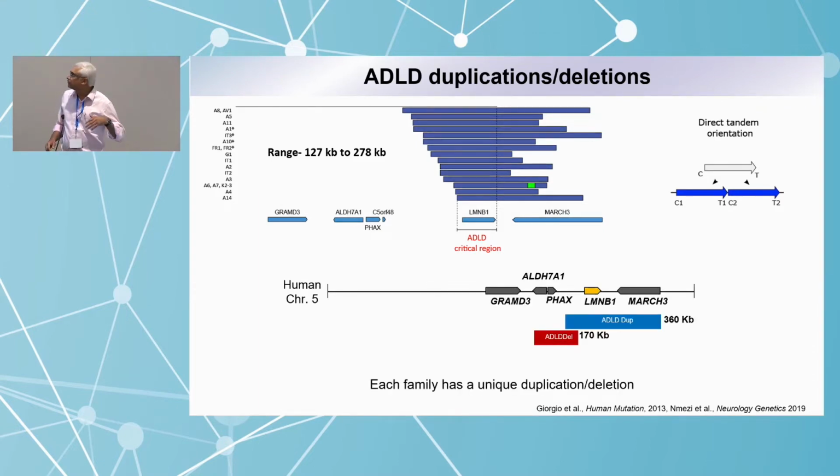Once we first identified the duplication, subsequently Alfredo Brusco's group identified a family with a deletion upstream of the lamin B1 gene, and that's shown here, and we've identified 3 or 4 more families after that. In both cases, we think that both the duplication and the upstream deletion result in an overexpression, or more amount, of this lamin B1 protein, and that's what we think is causing the disease.